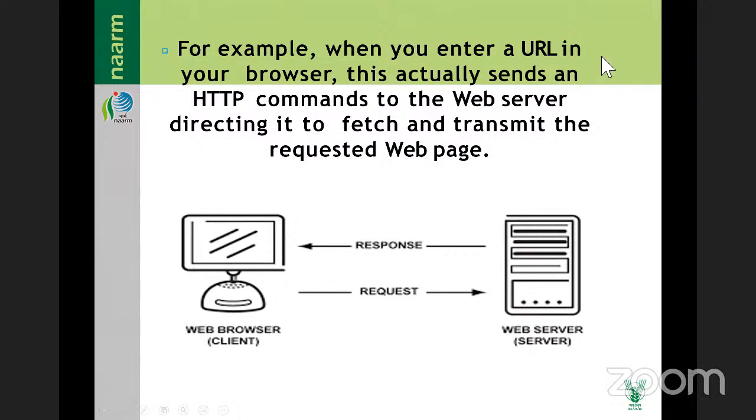Uniform Resource Locator. Where you are entering now, www.mpkvrahuri, or you are writing www.google.com or www.gmail.com. So that place is called URL, Uniform Resource Locator. Your browser actually sends an HTTP command to the web server, directing it to fetch and transmit the requested web pages. So it will be taken from there through HTTP and sent to the concerned web server, redirecting and fetching the information.